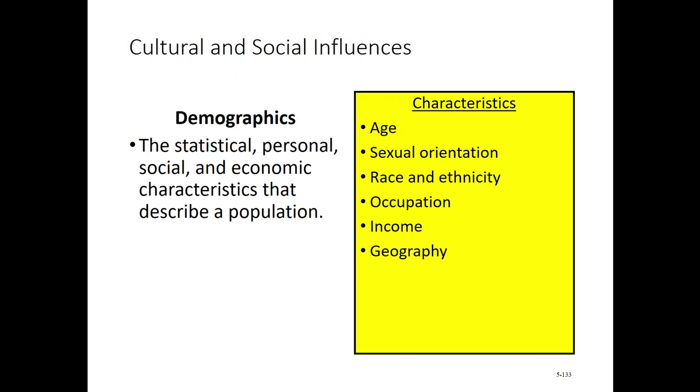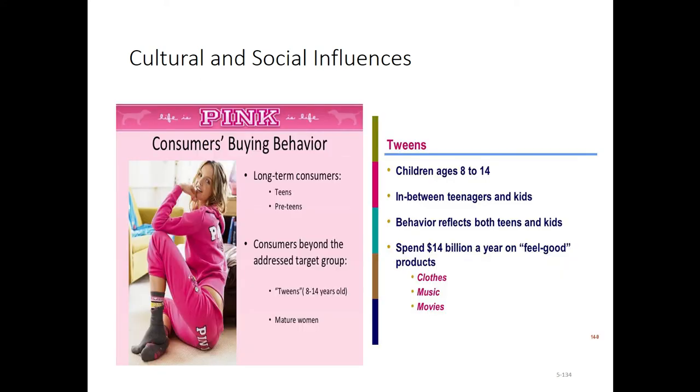Okay, we also have demographics. We're talking about the statistical, personal, social, and economic characteristics that describe a population, which includes the following: age, sexual orientation, race and ethnicity, occupation, income, and geography. All right, so here is an example, of course. So for teenagers, they have to come up with an advertisement that would attract these teens to buy their product.